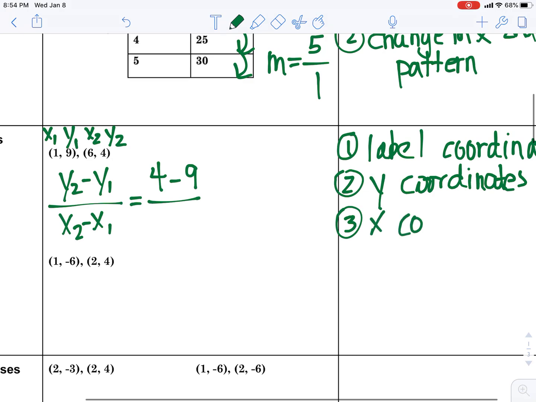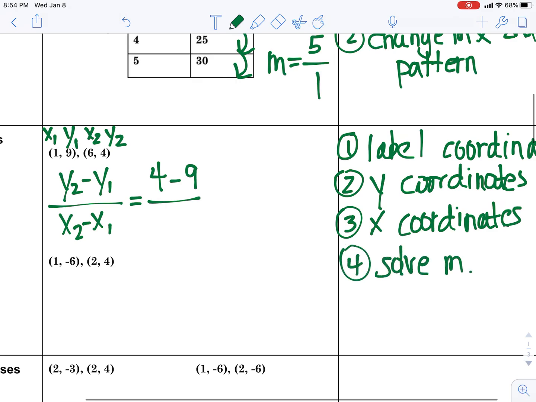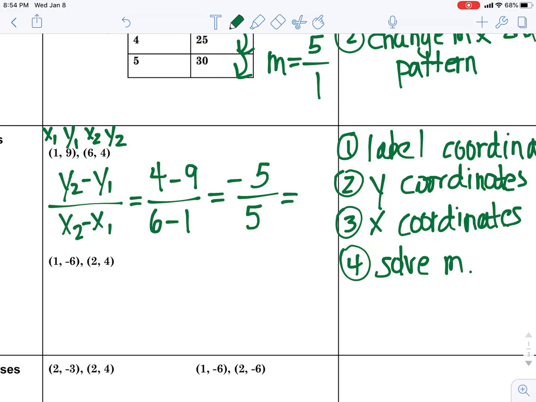Step 3 would be your x coordinates. And then you're going to solve for m, or solve for slope. So your x coordinates are x2, 6, x1 is 1. So 4 minus 9 is -5. 6 minus 1 is 5, and we always want to reduce to simplest form, so that's just -1. So slope is -1. Please get in the habit of using that m equals.